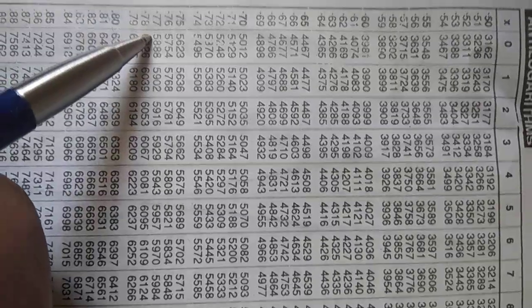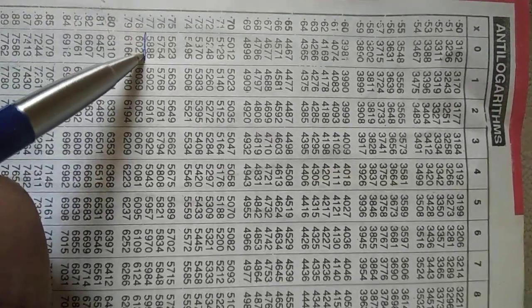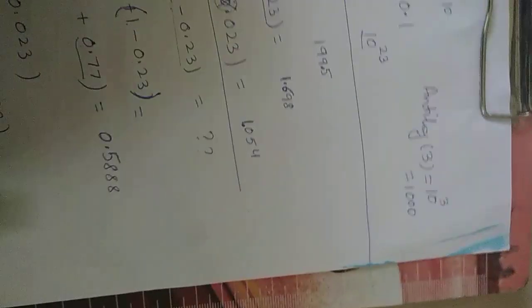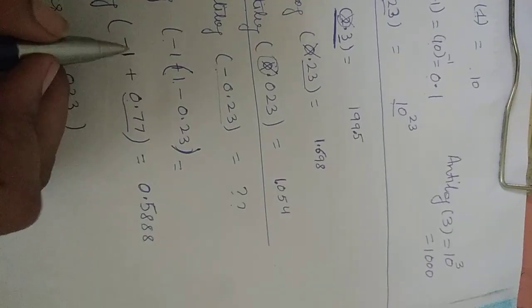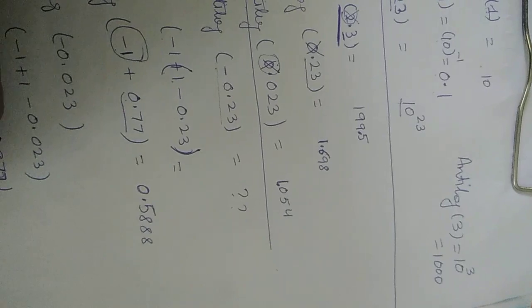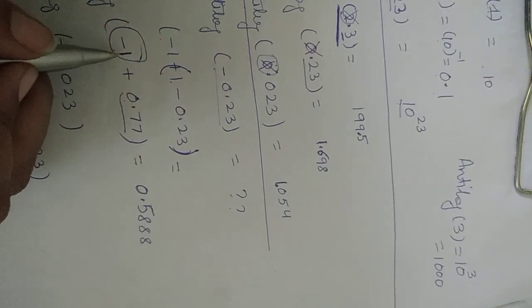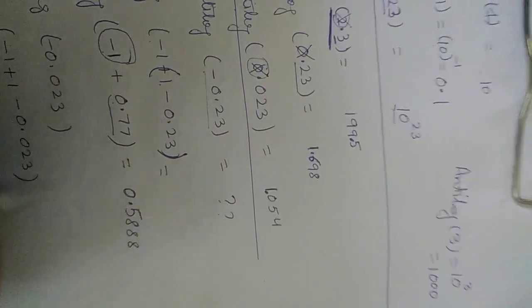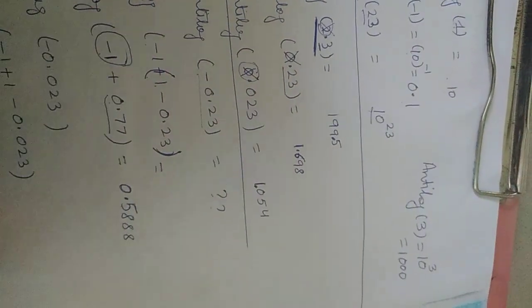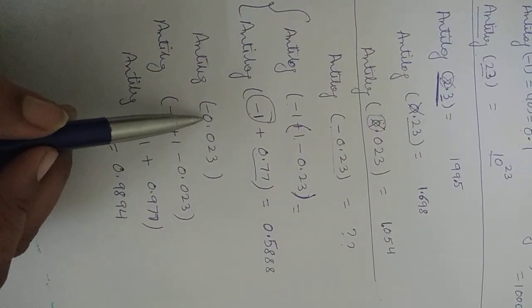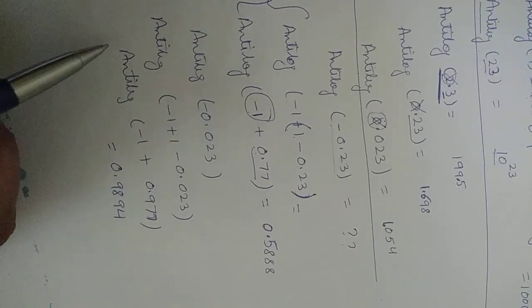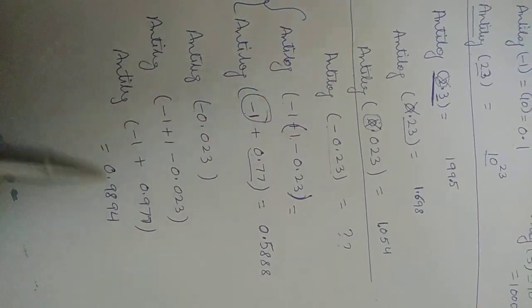Now you just check the anti-logarithm value for 0.77. Here it is, 5888. So for 0.77 you wrote 5888. Now in front I had minus 1. So minus 1 plus 1 is 0. Means right here you put a point in front of the number. Same way if I have anti-logarithm of minus 0.023, again you add minus 1 plus 1.